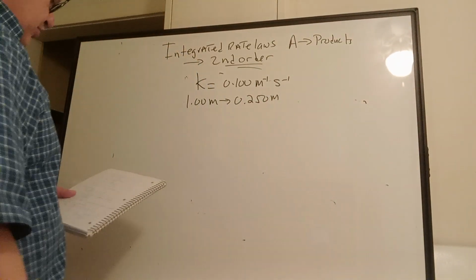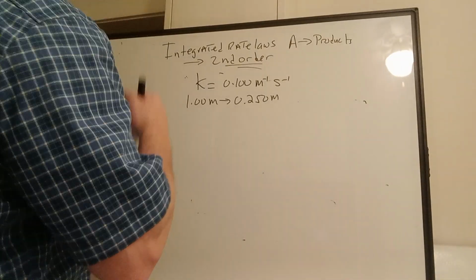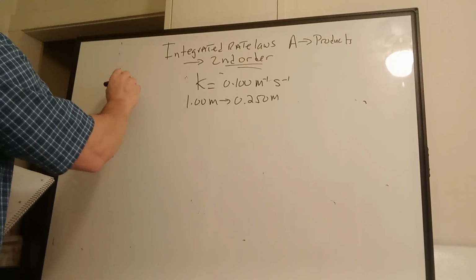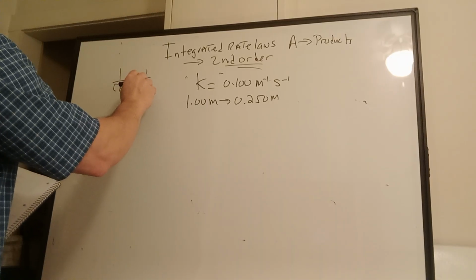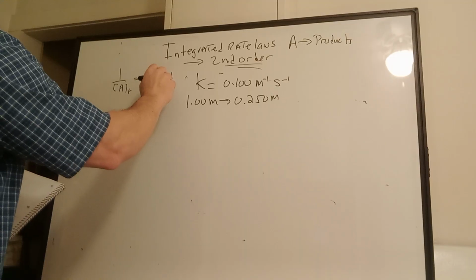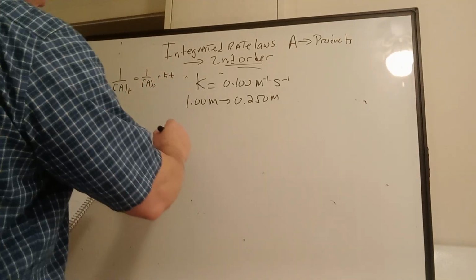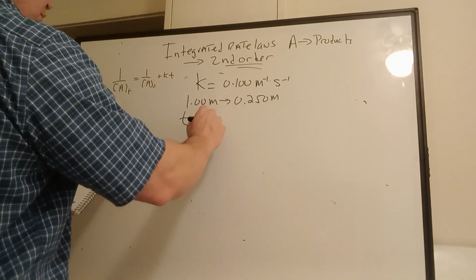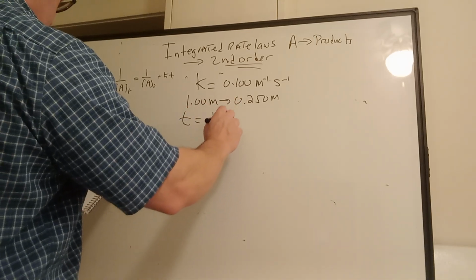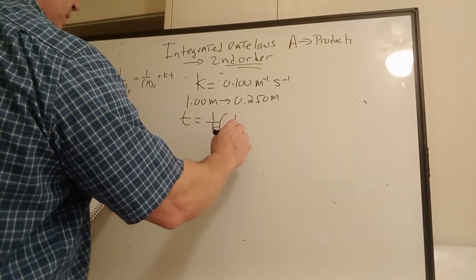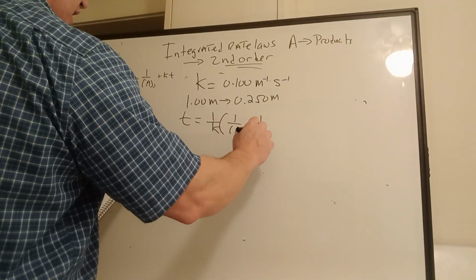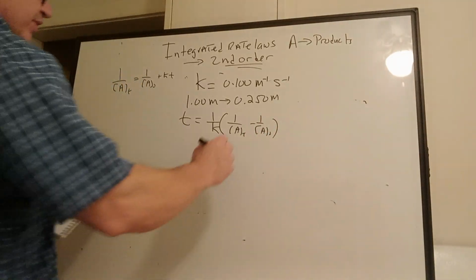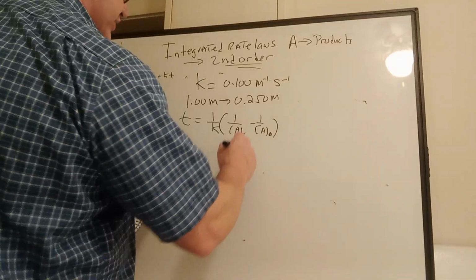I'm going to first do it the direct way. I'm going to rearrange this equation: 1 over A t is equal to 1 over A naught plus K t. Rearrange that into the form where we have time, since we want to know how long this takes. So t equals 1 over K times, 1 over A t minus 1 over A naught.